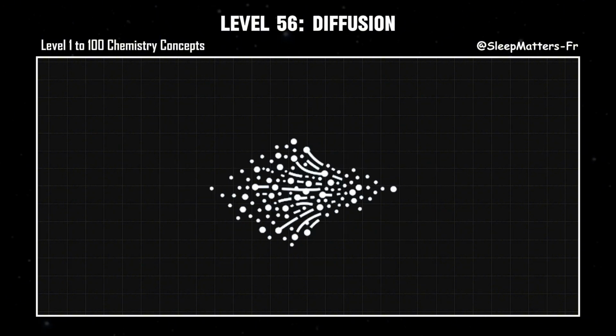Level 56. Diffusion. Diffusion is a simple idea that is happening around you all the time. It is how particles spread from an area of high concentration to an area of low concentration. Imagine you spray perfume in one corner of a room. At first, the smell is strong only in that corner, but slowly, the smell spreads. It moves through the air, reaching every part of the room. That is diffusion. It is how particles naturally move, trying to spread out evenly.